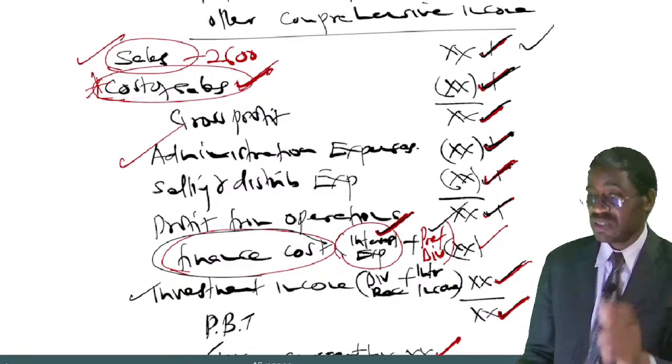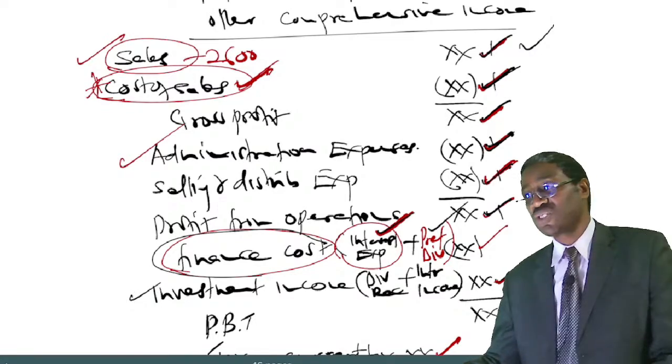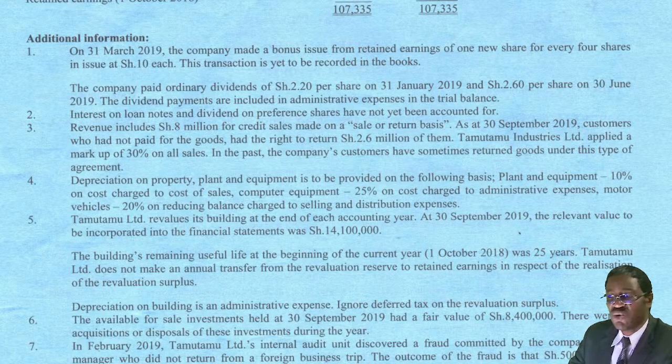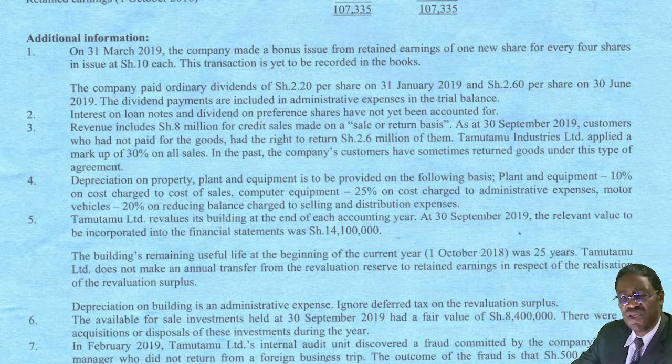Even for the building, I remember that note. Good. In note number 4, they are saying computer equipment, 25% charged to admin. You can see again. Then motor vehicle, 20% reducing balance, charged to selling and distribution, which means the figures we are given in the trial balance are wrong. You can even see from note number 5, the last sentence says, depreciation on building is an administrative expense.